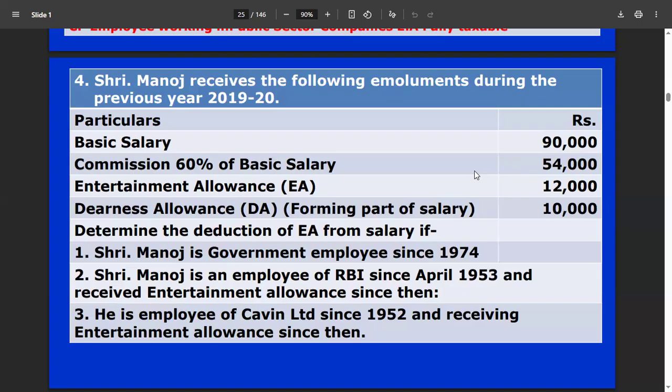So now I need to understand first thing, what is the type of employment, whether it's government or non-government. Now see the line. Mr. Manoj is a government employee, and the second line is Manoj is an employee of RBI since April 1953. So he is a government employee. They have given the basic salary 90,000, commission 54,000, entertainment allowance 12,000.